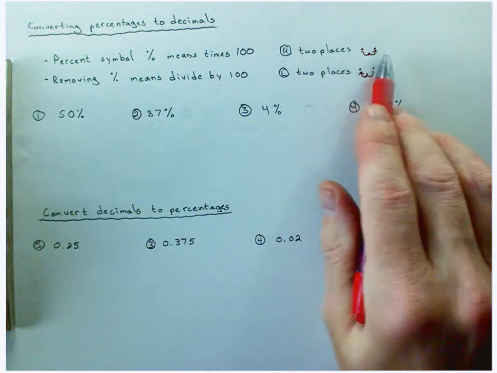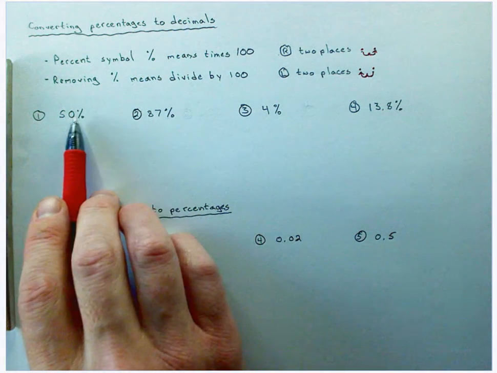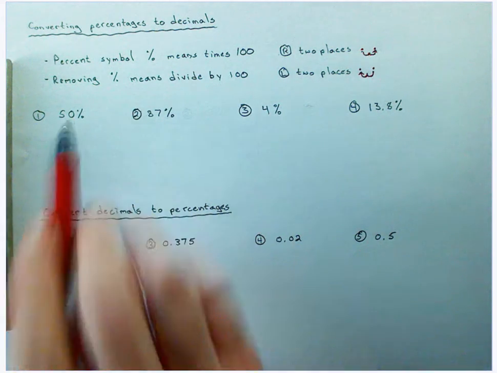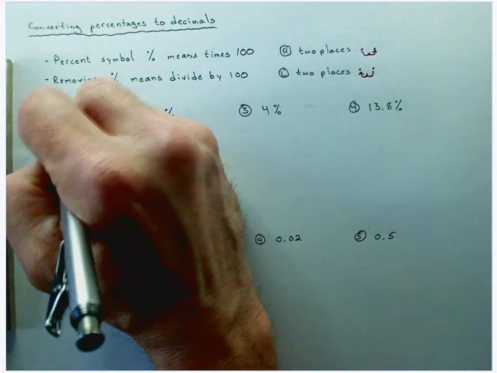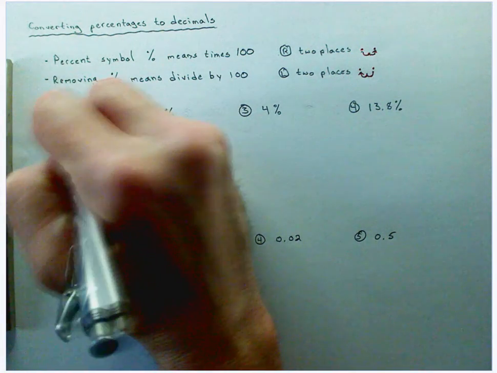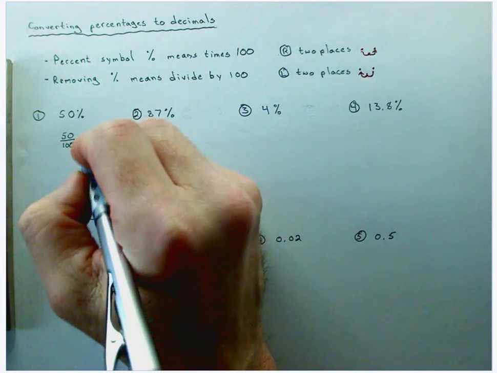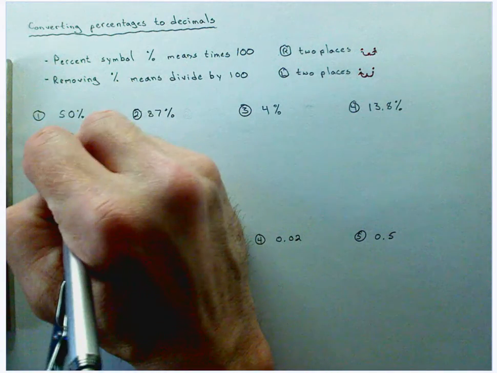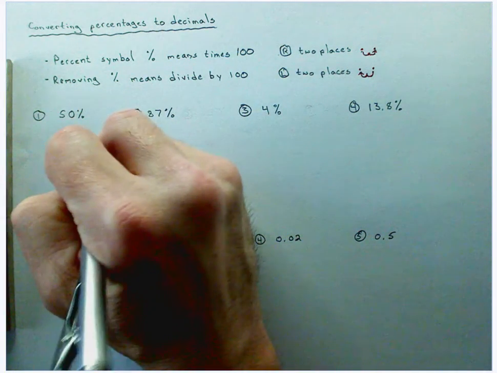Some of y'all have been taught this, but I also want you to be able to understand exactly what's going on here. So whenever I have 50% and I'm going to convert this to a decimal, what that means is that I end up with 50 divided by 100. In essence, that is the problem I have. And simplifying, that ends up as 1/2, and 1/2 is equal to 0.5.